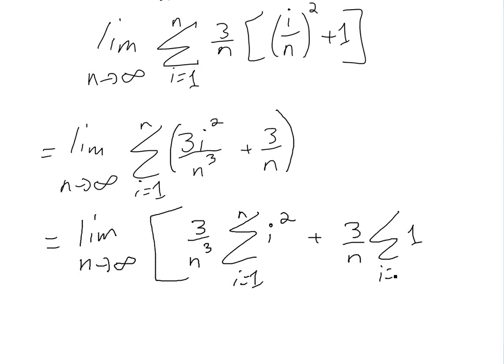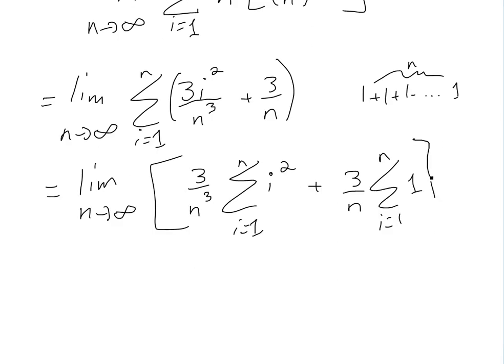Then we're just going to have a summation of 1 here, as i equals 1 up to n. This is just 1 plus 1, etc., all the way up to 1, and it's just n of these. So it's just going to be n times 1, which is n. So this summation just equals n. So we're going to have 3 over n times n.